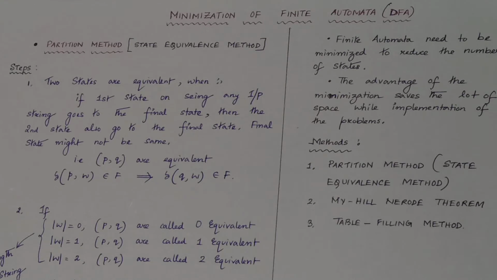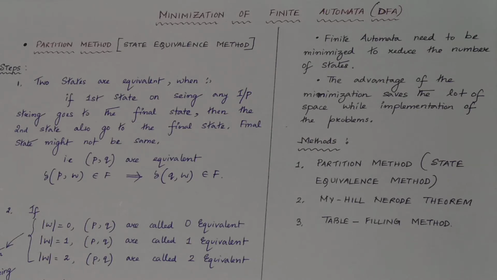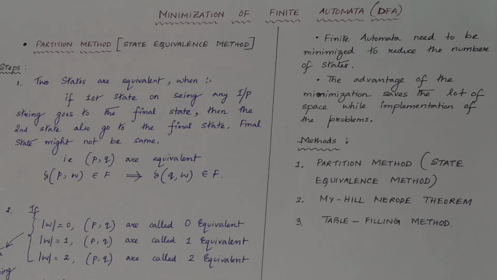Firstly, why do we need to minimize a finite automaton? In order to reduce the number of states. The advantage of minimization is that it saves a lot of space during implementation of any kind of problem. So if you have a very big automaton with a lot of states, and there is a feasible way of minimizing that DFA, then it will definitely help you save a lot of space.